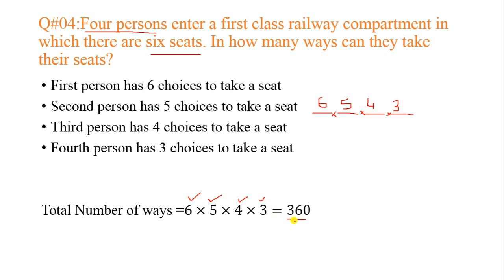So we have 360 ways in which these 4 persons can take their seats out of 6 seats.